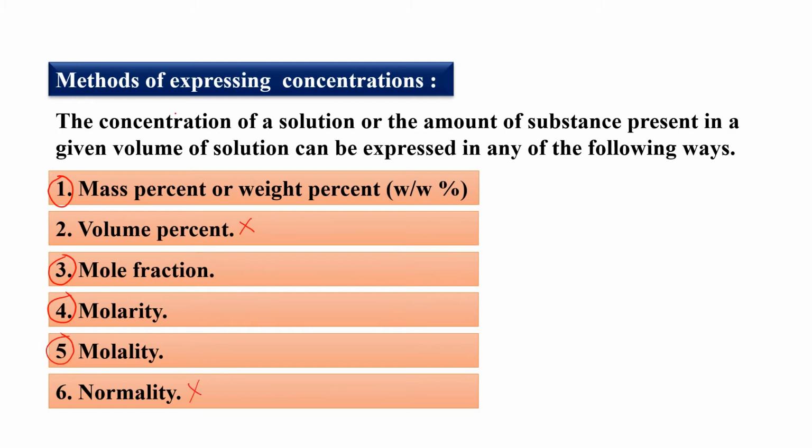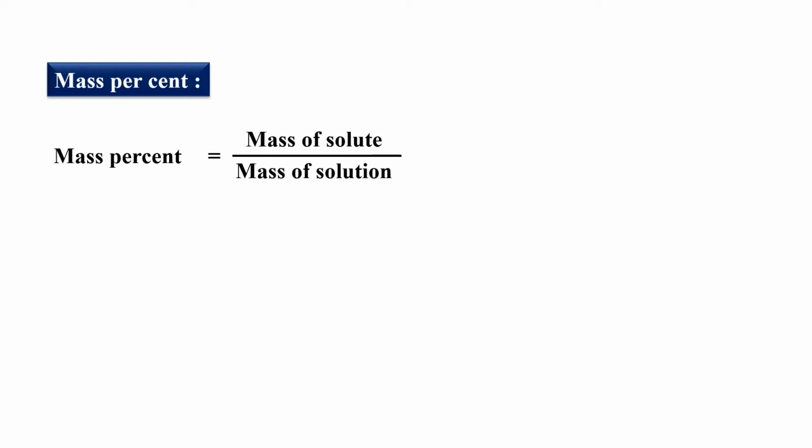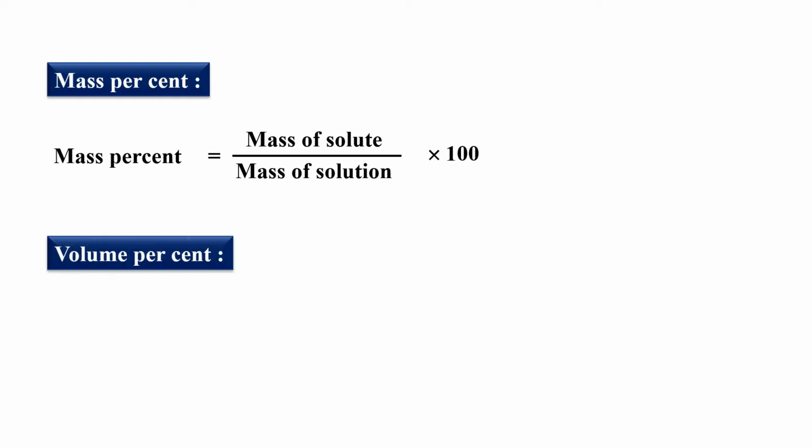Okay, let me see what mass percentage or weight percentage is. Mass percentage is given by weight of solute divided by weight of solution. To get a percentage, you have to multiply by 100. Now before that, what is solute and what is solution? A solution is made up of solute plus solvent.